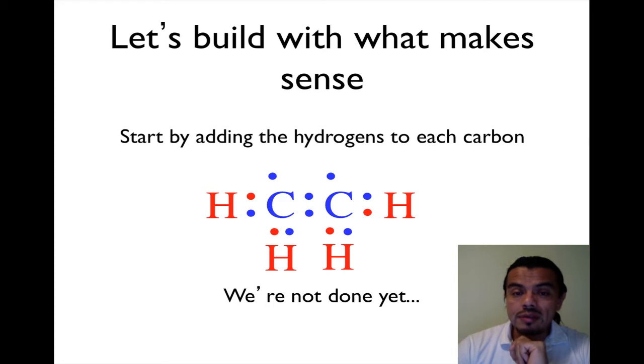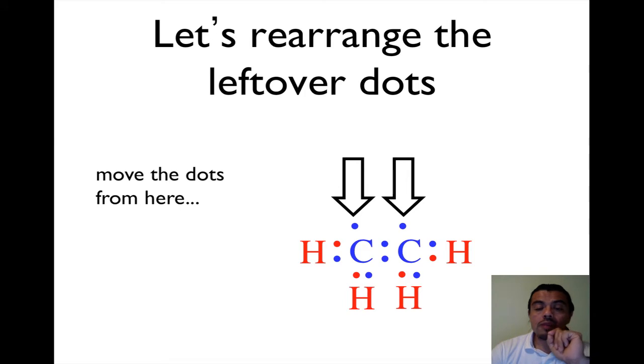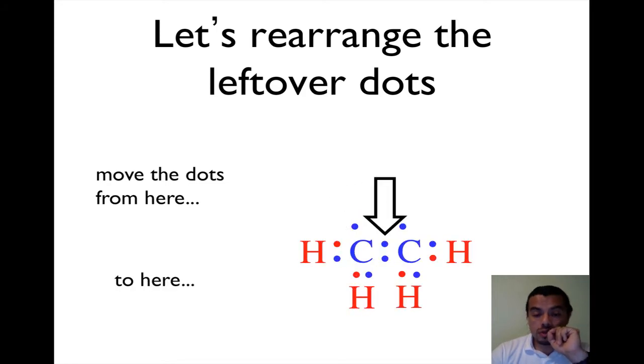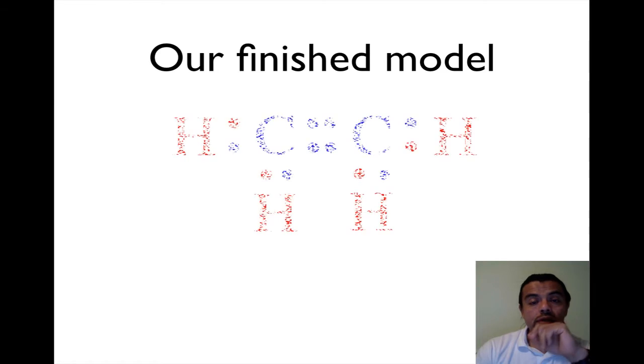But we're not done yet, okay? Remember, okay, we have these two leftover single dots, and we almost will never want to have single dots on our molecules, okay? Single dots are usually a bad thing. You don't want them. So if your molecule has single dots, it's probably incomplete and you have to find a way to fix that. So what we're going to do in this case is we're going to move the single dots from here to here, okay, down to the middle. Once we do that, okay, our finished model is going to look like this.